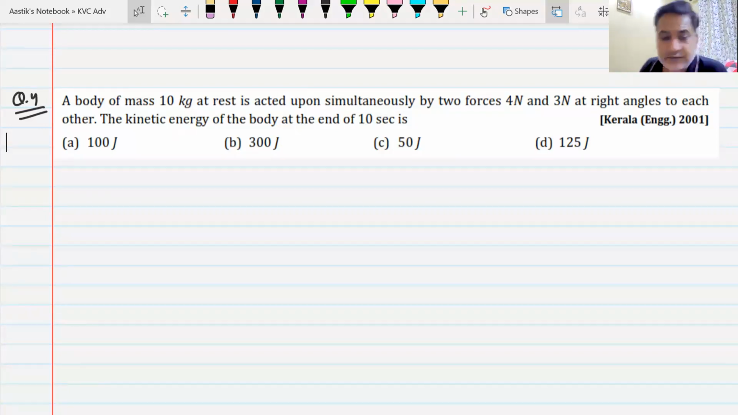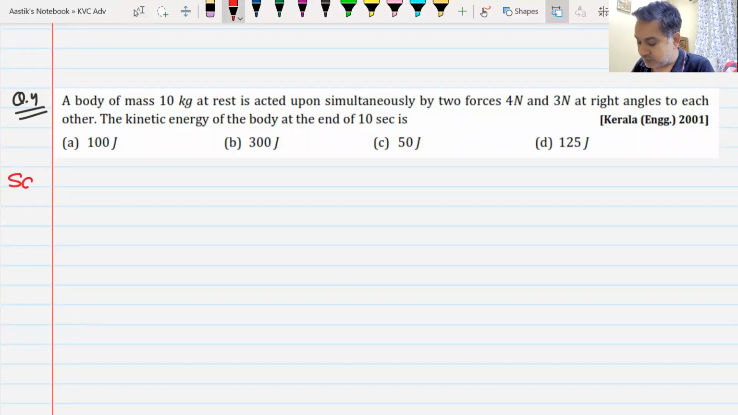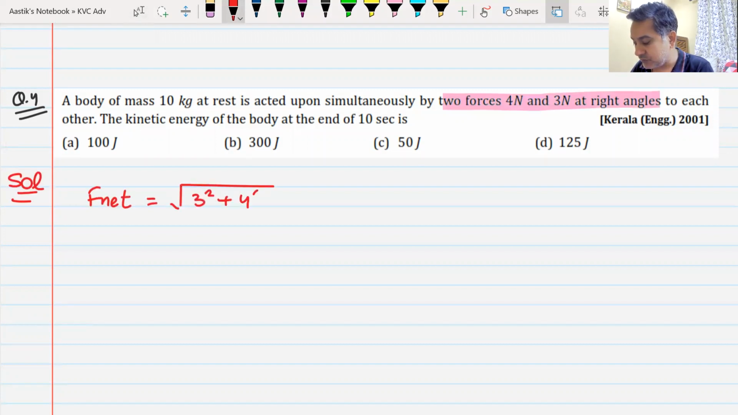Okay, I think I have given you enough time. It was not such a difficult question. How are you supposed to do this? It is acted upon by two forces at right angles, so you can find out the net force. What will be the net force in magnitude? It will be root over 3 square plus 4 square, so 5. That is the net force.